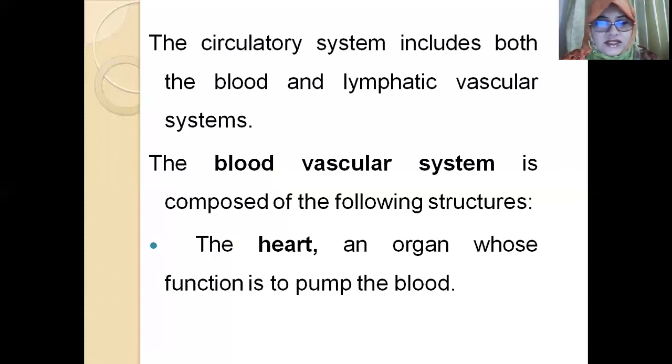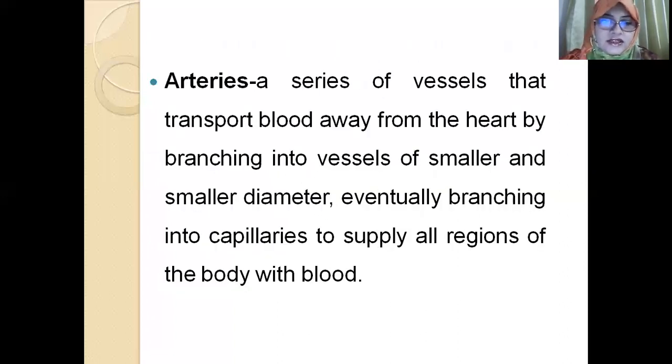The blood vascular system is composed of the following structures: the heart, an organ whose function is to pump the blood. Then the arteries. These are a series of vessels that transport blood away from the heart by branching into vessels of smaller and smaller diameter, eventually branching into capillaries to supply all regions of the body with blood. Usually arteries carry oxygenated blood except the pulmonary artery.